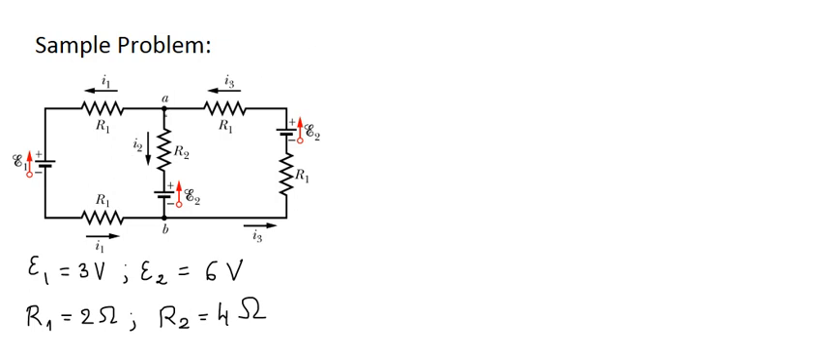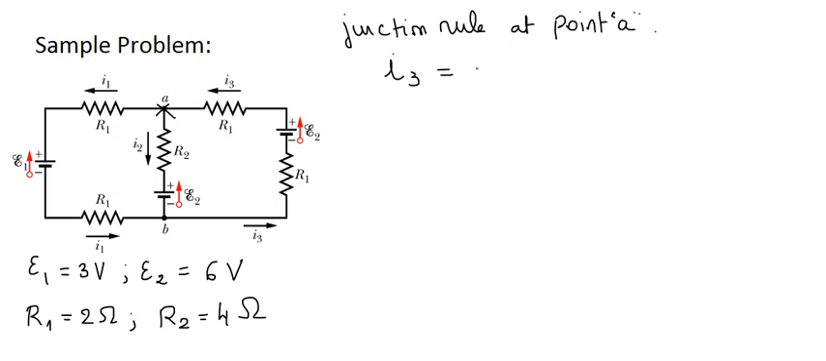We take this point here, point A, to write the junction rule at point A. The current coming in is I3, and the currents coming out are I1 and I2. So that gives me my first equation.